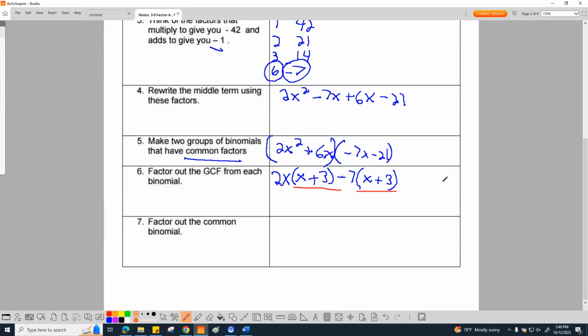So now it just says factor out the common binomial. And what you end up with is 2x minus 7, parentheses, and x plus 3. And check it out. You now have factored this. This is a long one. I'm going to go faster on the other examples.